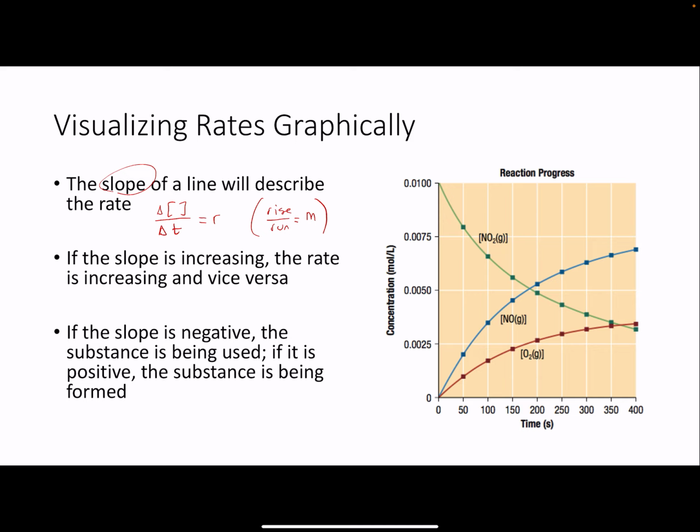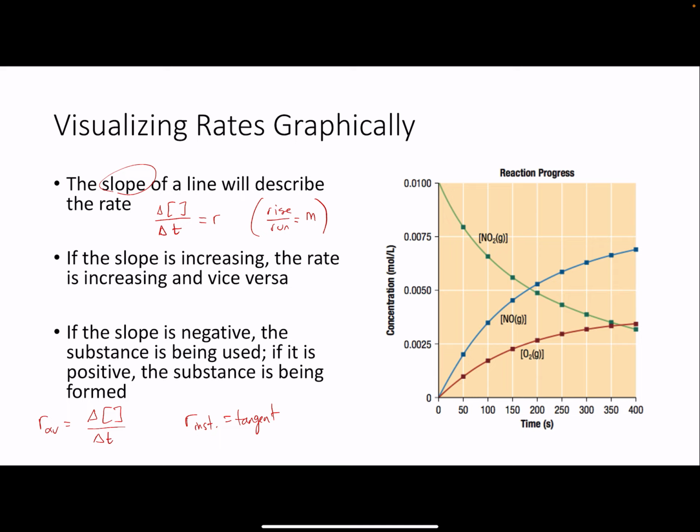Right, so we can take it over any time interval. It would give us the average rate. If I measure from 0 seconds here to 400 seconds, I'd get the average rate of the reaction. Now, if I wanted to look at instantaneous rate, I would have to use a tangent line. Okay, so the average rate is equal to the change in concentration over the change in time. The instantaneous rate is equal to the tangent at that point in time.